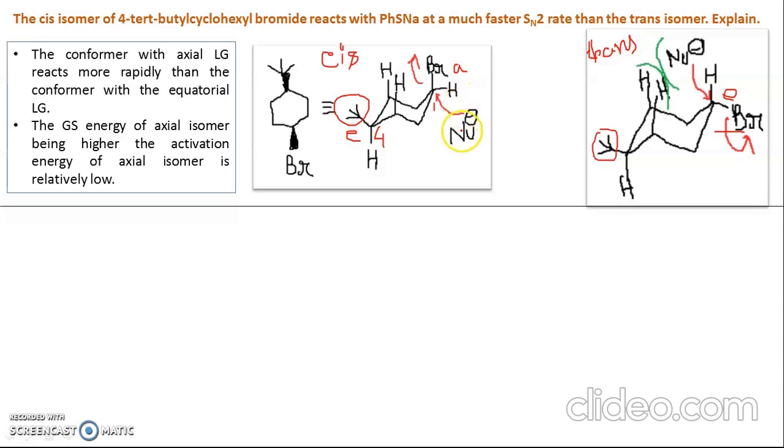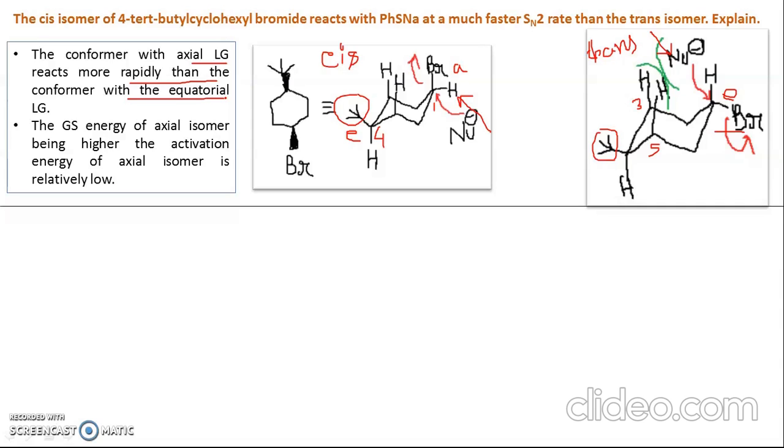In the cis, the nucleophile attacking from the opposite side of Br does not face any steric hindrance. On the other hand, in the trans, the nucleophile attacking from the opposite side of Br faces steric hindrance from the 2 hydrogens at the 3 and 5 positions. So the conformer with the axial leaving group reacts more rapidly than the conformer with the equatorial leaving group. That is the reason cis reacts at a much faster SN2 rate.